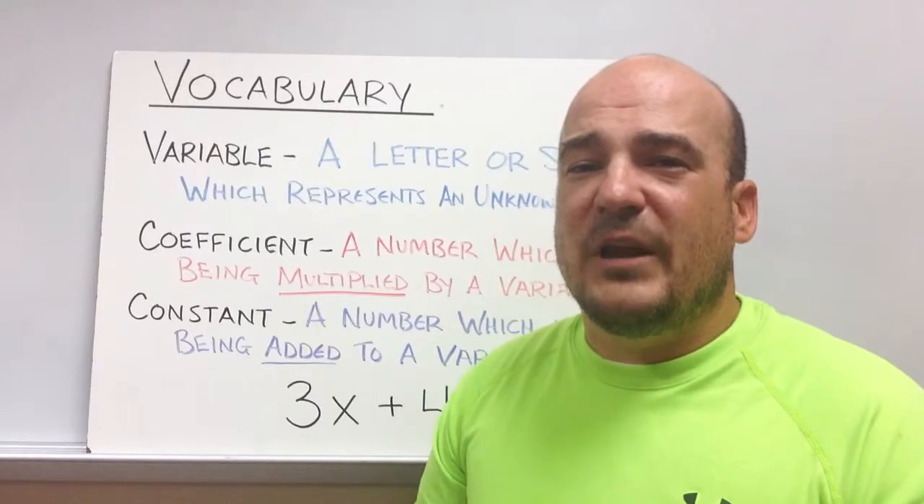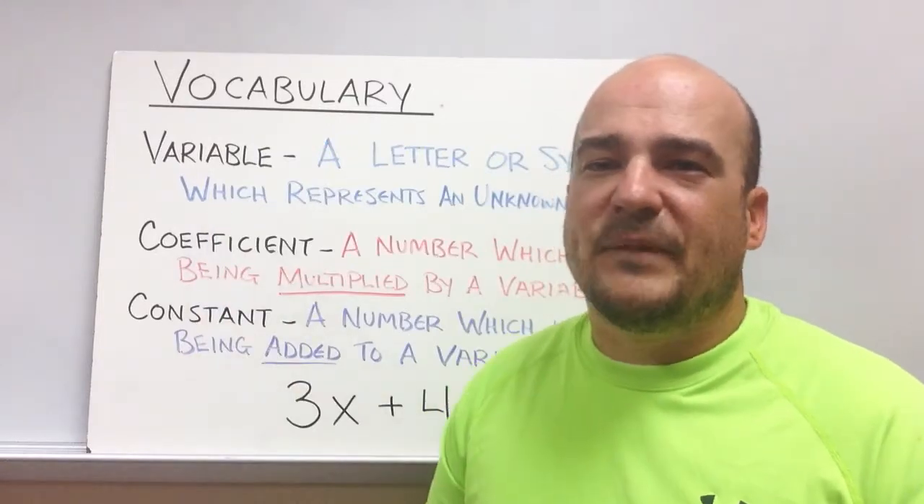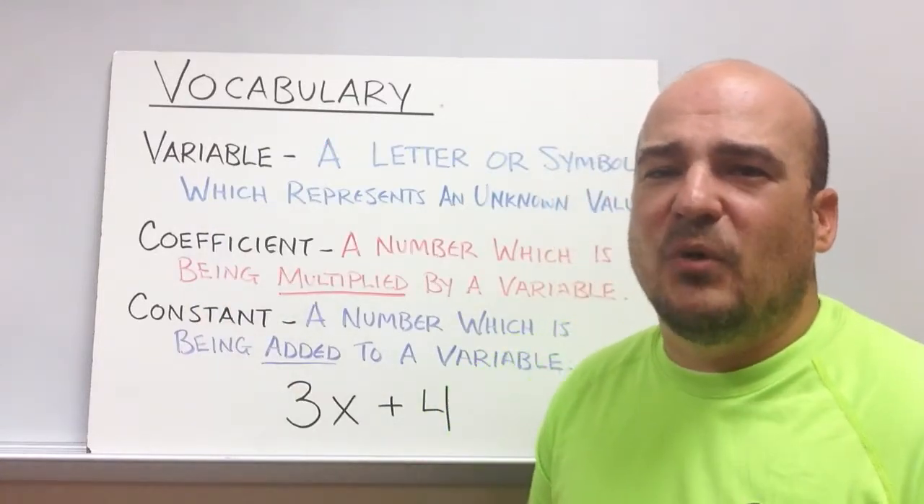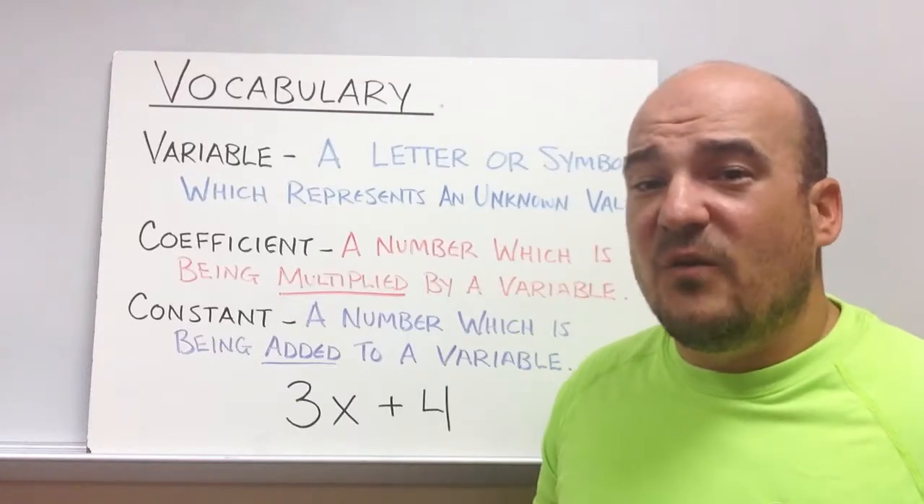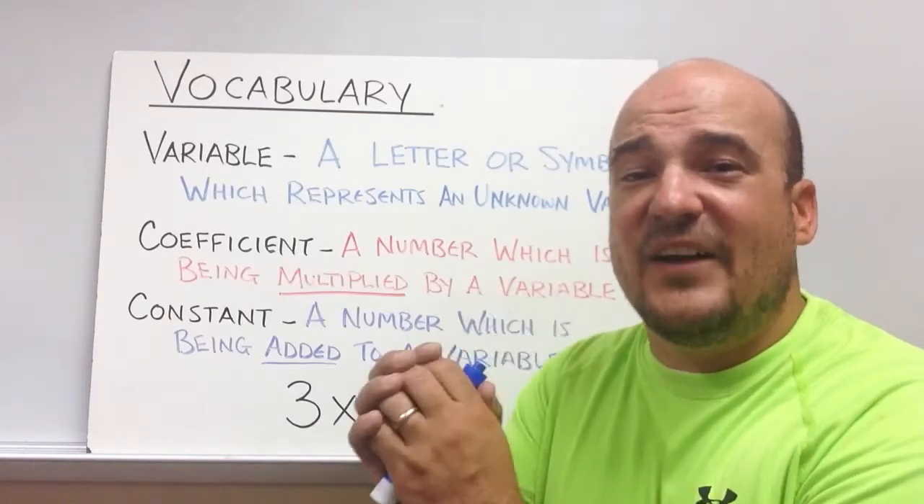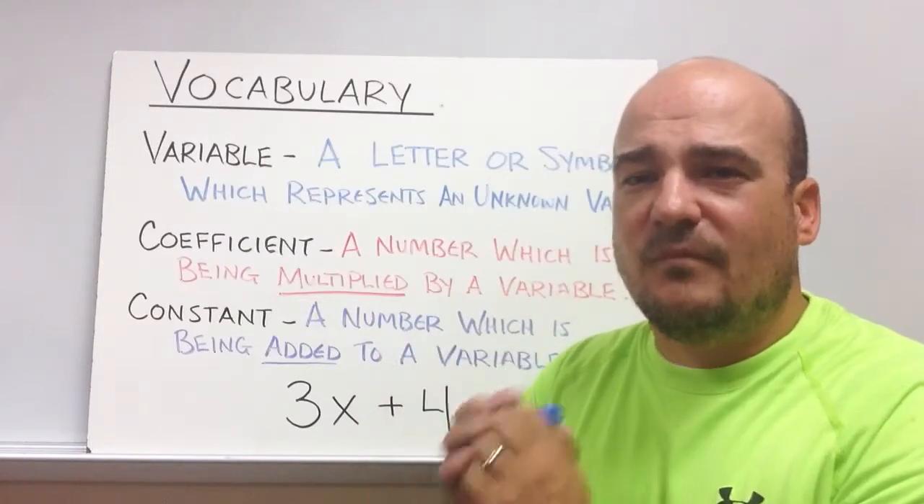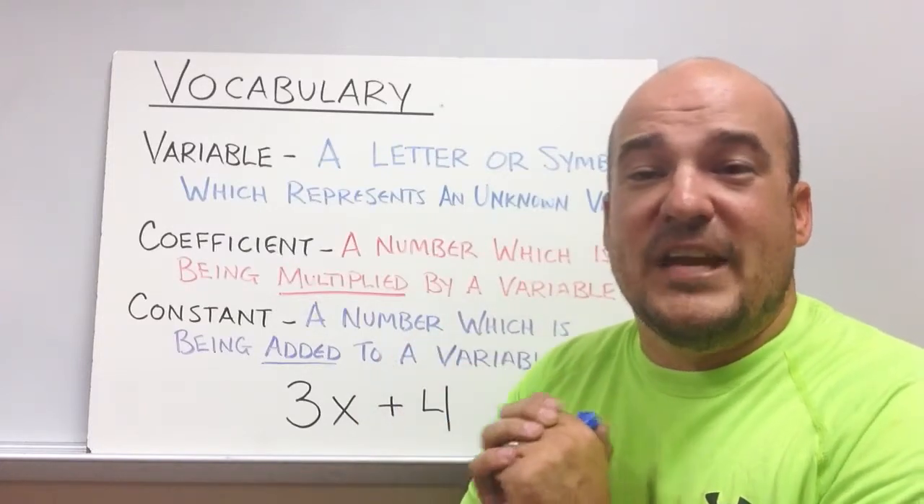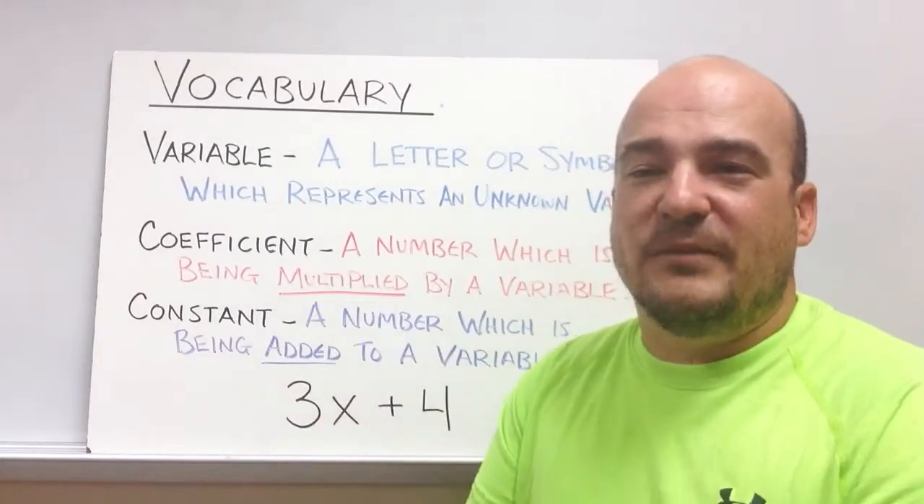So the first term that I want to talk about is the word variable. A variable is a letter or symbol which represents an unknown value. That's what we're going to be trying to figure out: what is the value of that variable. We're going to try and take it from an unknown value to a known value.